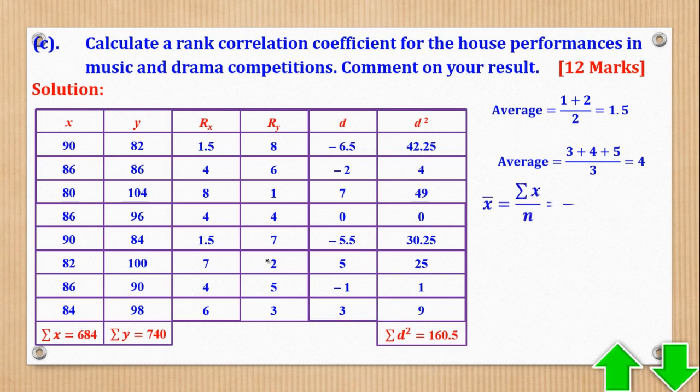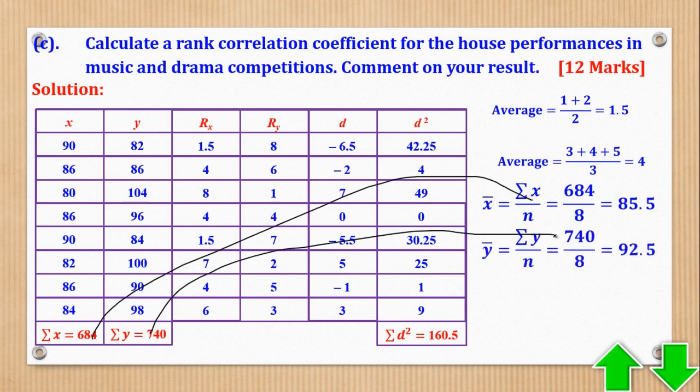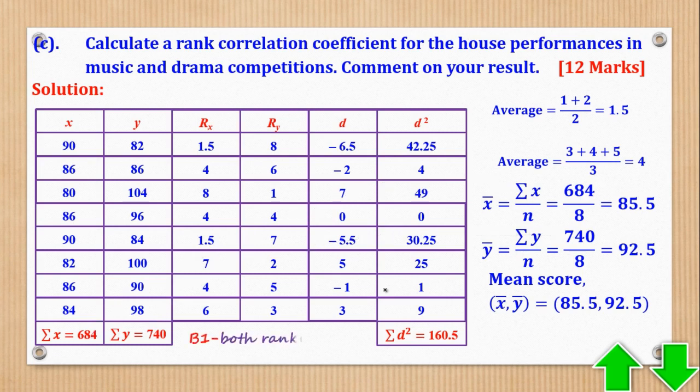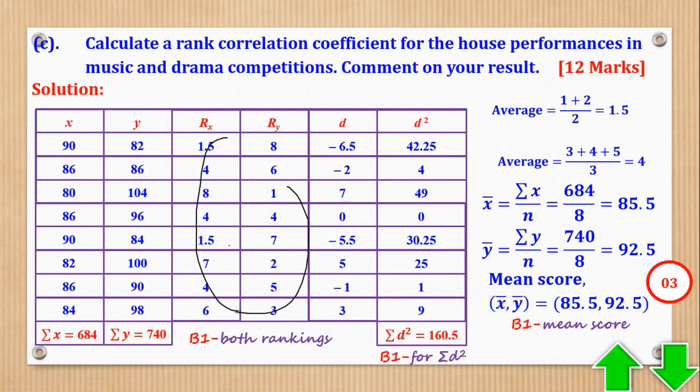Okay. They also ask for the mean, so I can get the mean because this is summation of x over n, then also summation of y over n to give you the mean score as 85.5, 92.5. So for both these rankings, that is 1 mark, then this summation, that is 1 mark, then the mean, that is 1 mark. So that's how we could get the 3 marks for that table.